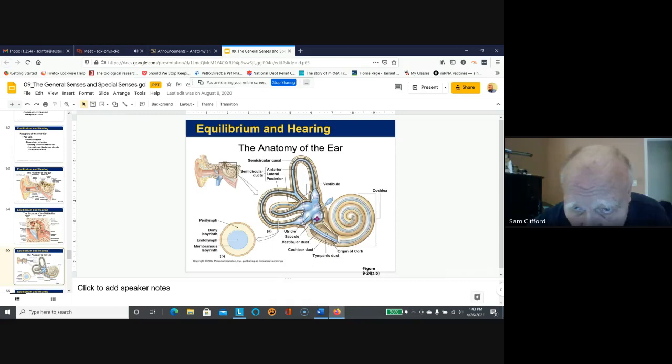Then we have these other structures, the utricle, the saccule, and the semicircular canals. These are all involved in equilibrium and position, dynamic movement and static movement. So the eardrum is going to vibrate and send information into the cochlea. The other structures will constantly monitor the position of our head and the movements that are going on.